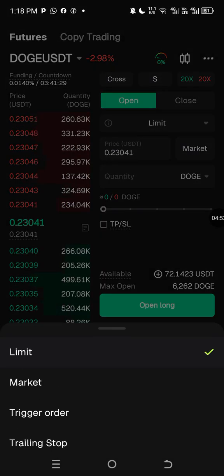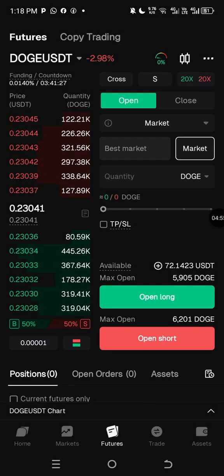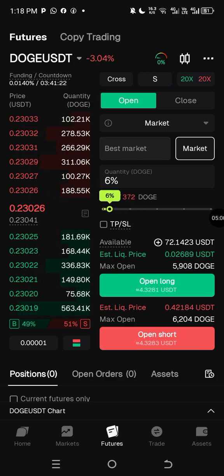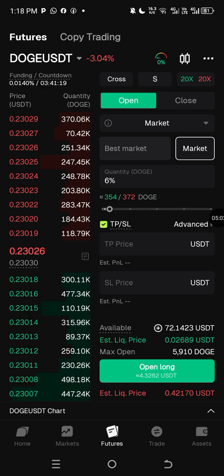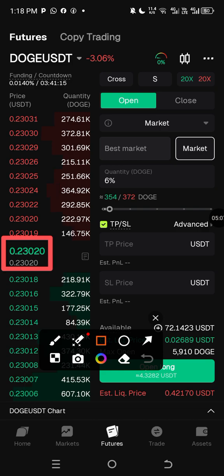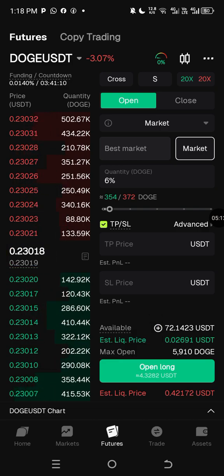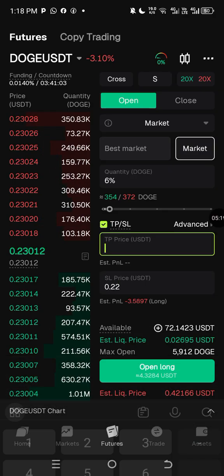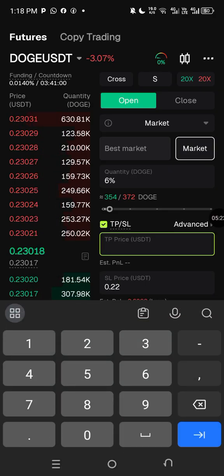Now, let's say we want to enter a trade on market, and this is Doge USDT. So I'll just use maybe 3%. What's the current market price right now on these assets? This is 0.23018, right? Good. So I want to enter this trade a buy position. So I will just put my stop loss maybe at 0.22, and I'll put my take profit higher. Your take profit when you are buying will be higher than the market price. So I'll put this at 0.25.